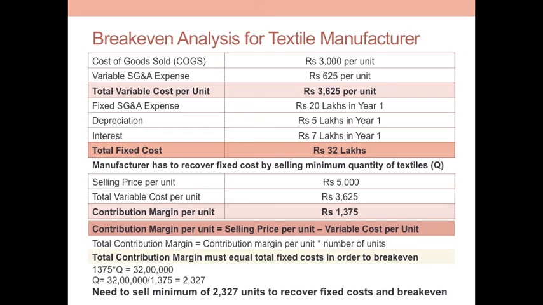The contribution margin on all saris is simply the contribution margin on one sari times the number of saris Q. So this total contribution margin has to equal 32 lakhs in order to recover the fixed cost. So if we solve the equation shown in the slide in front of you, then the minimum quantity Q works out to be 2,327. Therefore, we have to sell a minimum quantity of 2,327 saris in year 1 in order to recover fixed costs and break even.